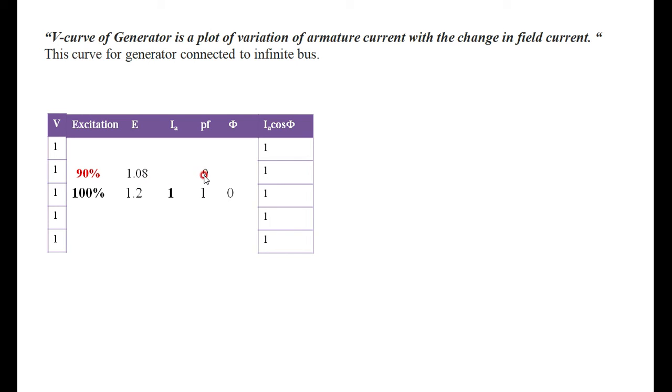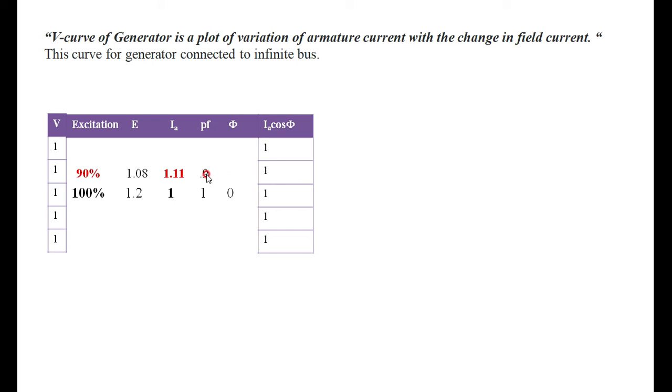The power factor I am getting from the excitation decreased to 90% is moving from unity power factor to 0.9 power factor. Then we know that I cos phi is 1, and cos phi is 0.9. Therefore, I can calculate the value of I. I is 1.11.